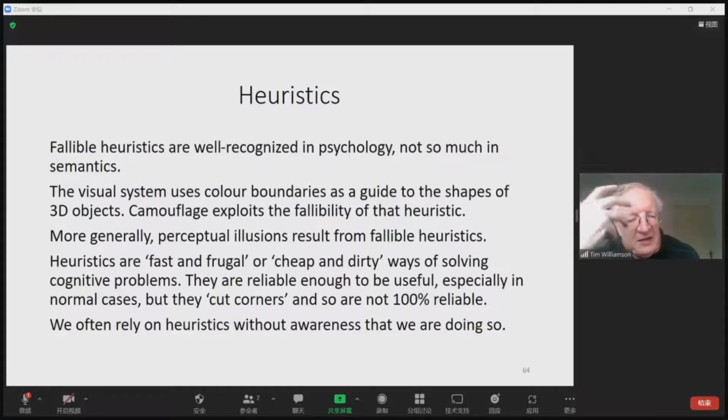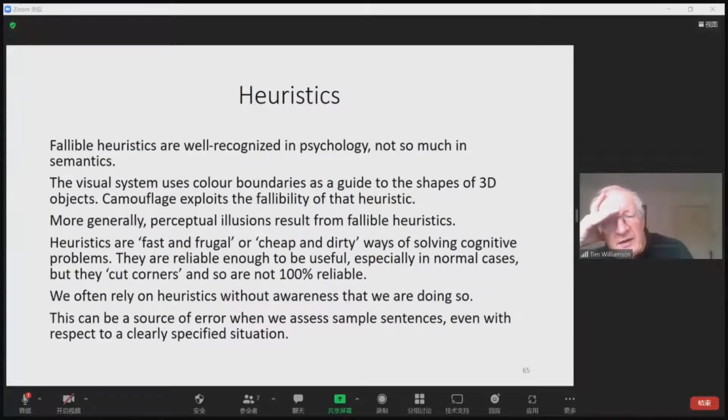And even when we come across the kind of illusion that psychologists are interested in, we often don't know, just as ordinary observers, why we're being misled. We don't understand what's going on. So heuristics are typically operating below the level of consciousness. This can be a source of error when we assess sample sentences, even with respect to a clearly specified situation. Even in semantics, when we've got a particular sentence, and we're asked whether this sentence would be true or false in such and such a counterfactual, such an imaginary scenario, we may still be using a heuristic to answer that question, and so sometimes in the problem cases we may be giving incorrect answers.